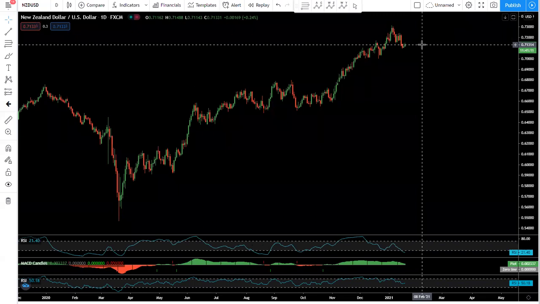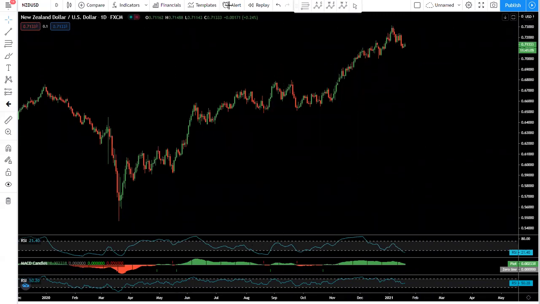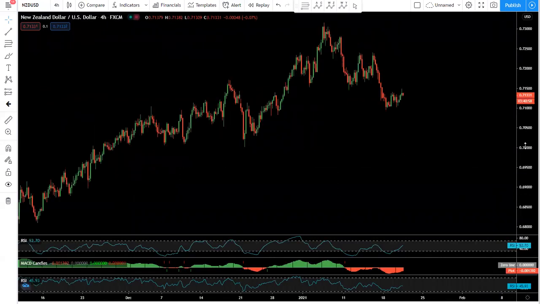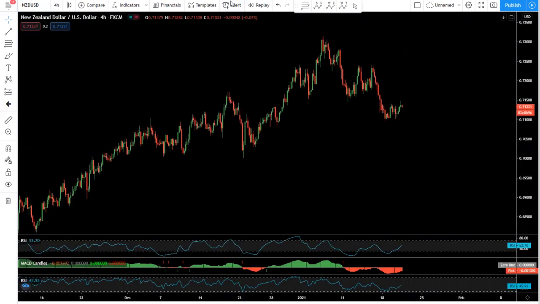New Zealand USD, we start with the daily chart as well. Based on the daily chart, we have not much change compared to my last video analysis. We are still within this correction. Anyway, we move to a lower time frame, the 4-hour chart. Based on the 4-hour chart, I explained in my last video that we are looking for the buy. We are looking for the up move.